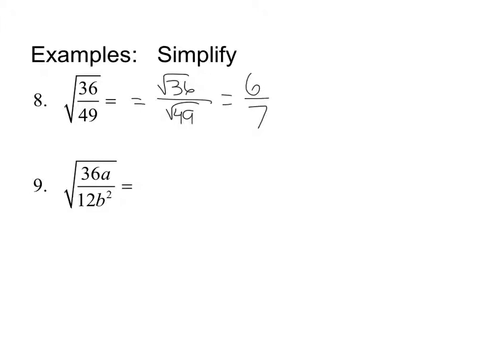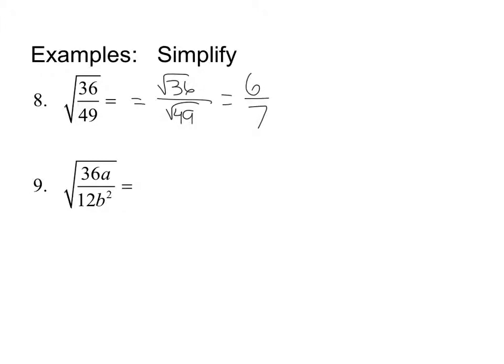Now, here's the thing. Normally, for this next problem, I would not divide the 36 by 12, but here's the thing. You can't have square roots in the denominator. Is 12 a perfect square? No. So before I do anything, I would do 36 divided by 12.